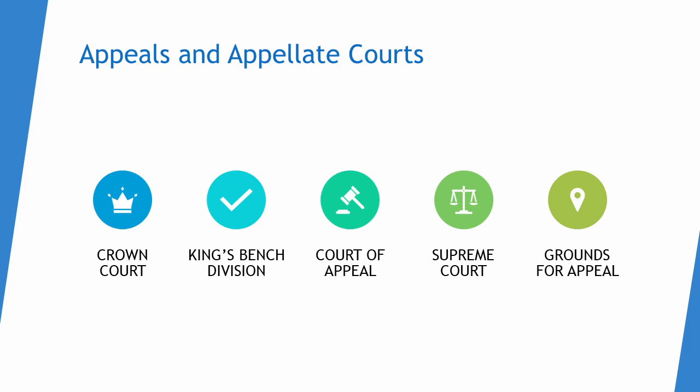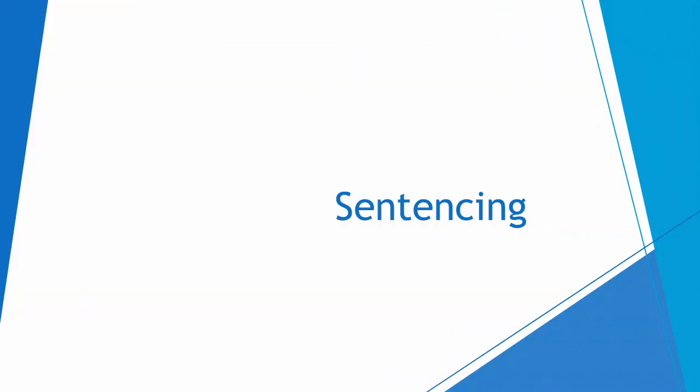A case can be appealed from the Court of Appeal to the Supreme Court if the case involves a point of law that is of general public importance. Section 142 of the Criminal Justice Act sets out the aims of sentencing offenders. These aims are restitution, denunciation, individual deterrence, general deterrence, rehabilitation, public protection, and reparation.